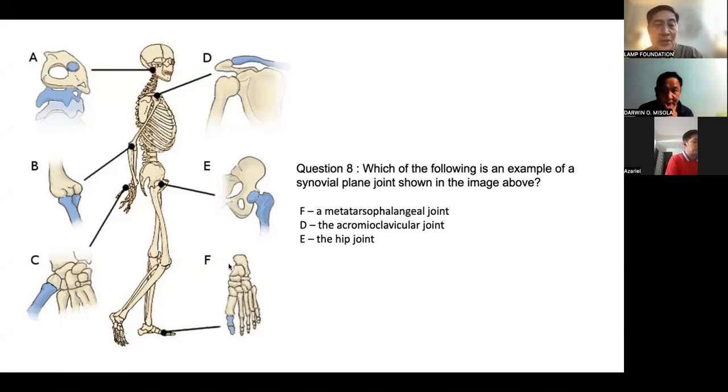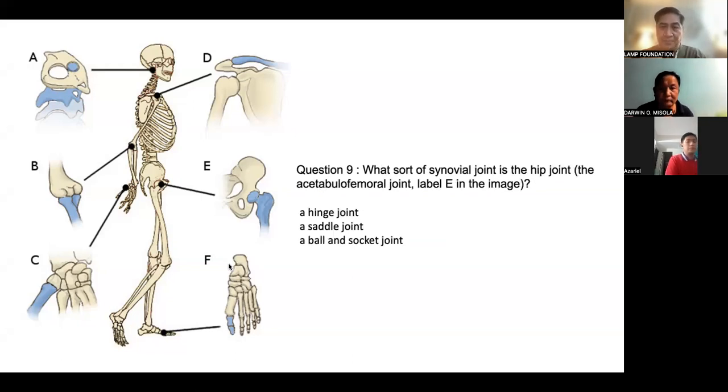Which of the following is an example of a synovial plane joint shown in the image above? Letter D po, acromioclavicular joints. Good. What sort of synovial joint is the hip joint? The acetabulofemoral joint, label E in the image. Ball and socket joint, po.